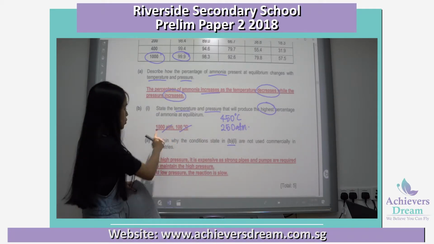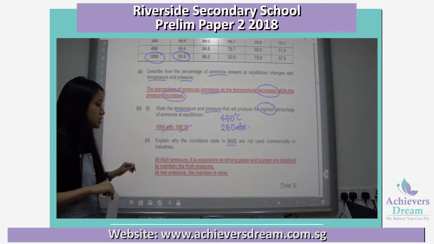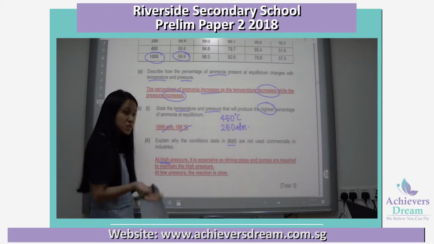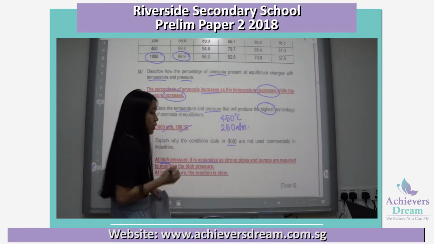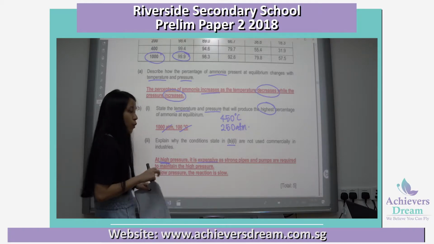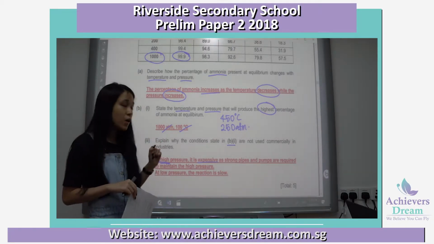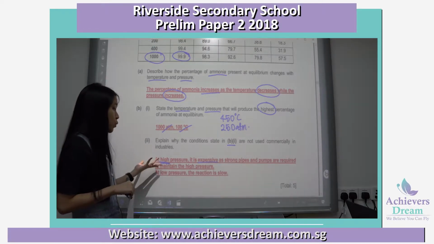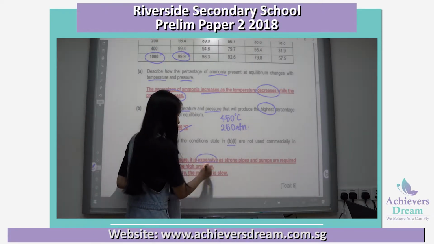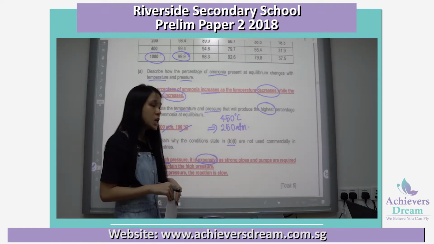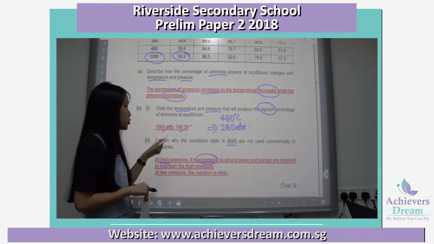Why don't we use 1000 atm? Because at a high pressure, it is a very expensive process. Why? Because strong pipes and pumps are required in order for us to create a very high pressure of 1000 atm. So we will not want to have a very expensive procedure here. That is why we leave it at 250 atm. Now, how about temperature?